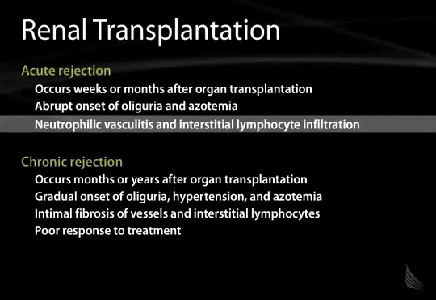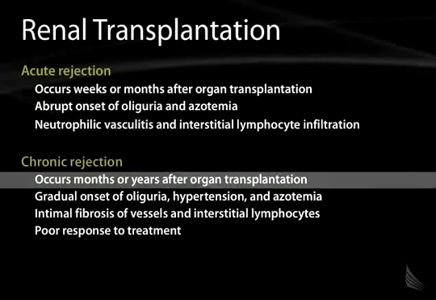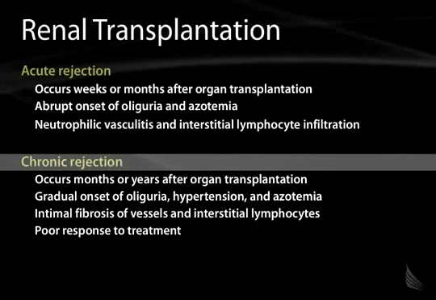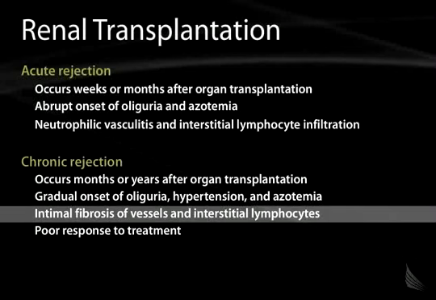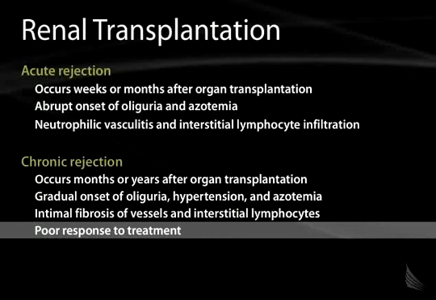Finally, if one follows the patient's timeline, they can develop over months to years a chronic rejection pattern. Here what happens is that rather than having the acute onset of oliguria and azotemia, instead when the patient is being monitored in the clinic, there will simply be the gradual onset over time of oliguria, hypertension, and azotemia. When the organ is removed and examined, what you will see is an intimal fibrosis of vessels and a preponderance of interstitial lymphocytes and a very poor response to efforts to increase immunosuppression.